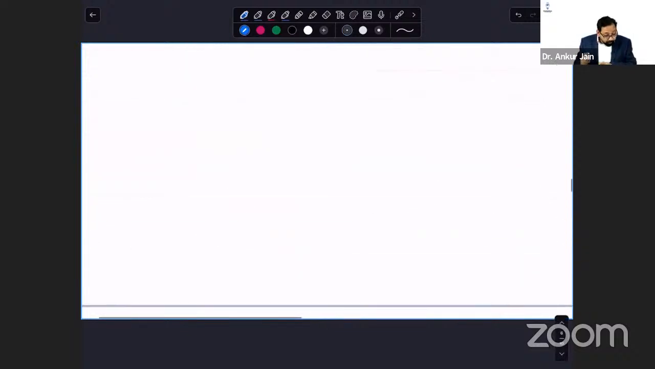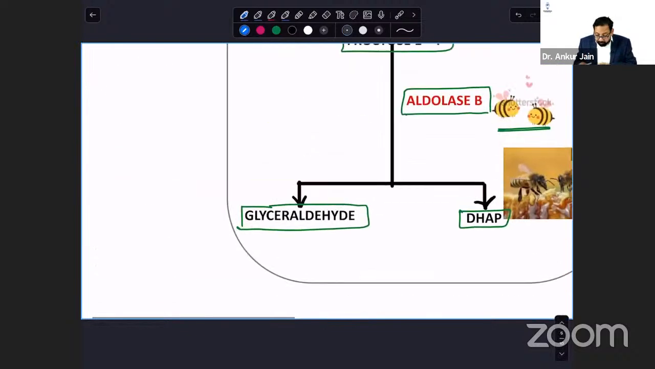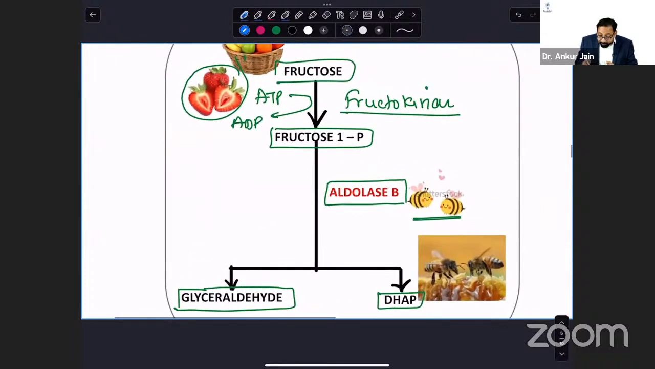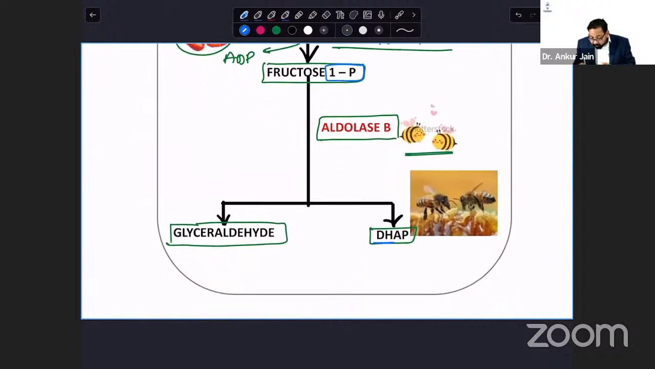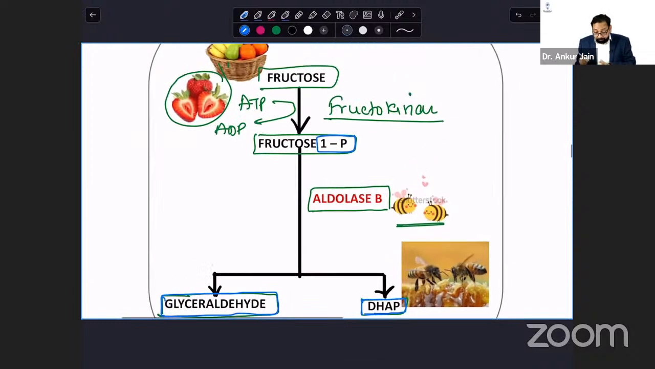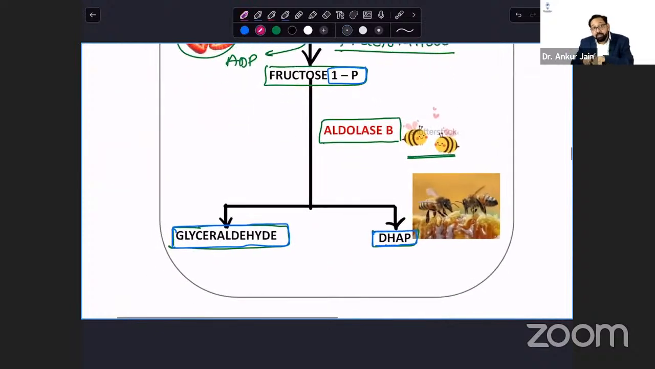But in case of fructose metabolism, you have only 1 phosphate. Where to go? This phosphate goes with dihydroxyacetone to make dihydroxyacetone phosphate. And glyceraldehyde is produced, not glyceraldehyde 3-phosphate. Glyceraldehyde is produced.